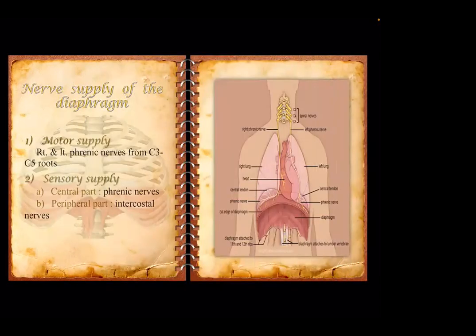Nerve supply of the diaphragm. Motor supply: right and left phrenic nerves from C3 to C5 roots. Sensory supply: the phrenic nerves supply the central part, and the intercostal nerves the peripheral part.